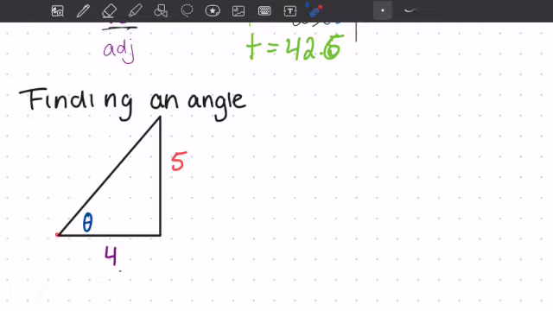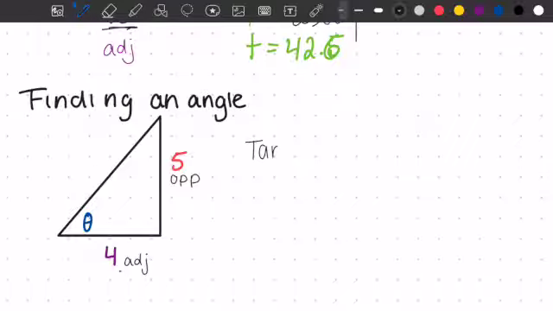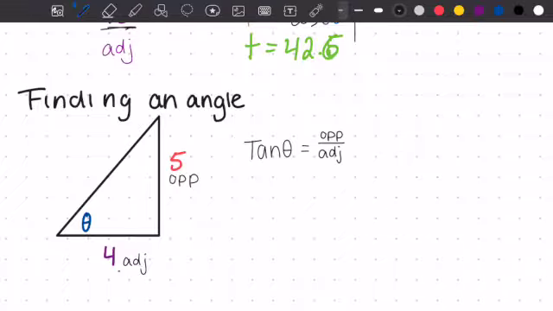So compared to this angle, what two sides do I have? What's my 5? Is that opposite, adjacent, or hypotenuse? Opposite. And my 4 is? Adjacent. So I am, yes, using tangent. So tan of theta equals my opposite over adjacent because it is TOA. So the O is first.